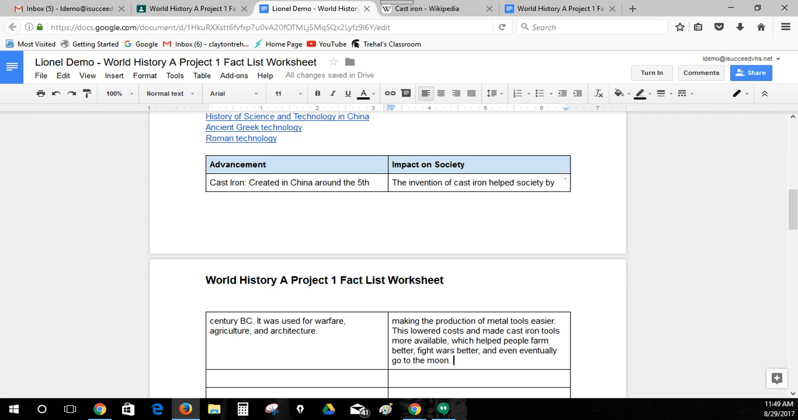Now, by the way, when it comes to this impact on society thing, and this is something you want to think of when you write essays too, essays are always information and analysis. There's no such thing as a wrong answer. There's only logical and illogical.